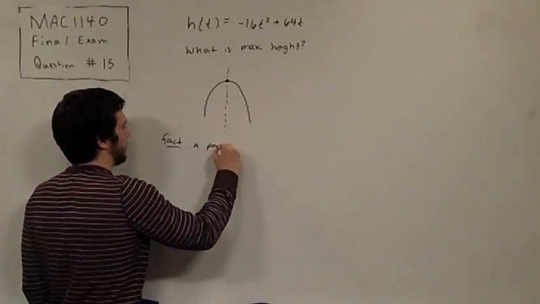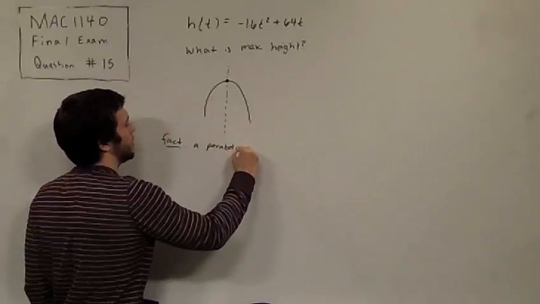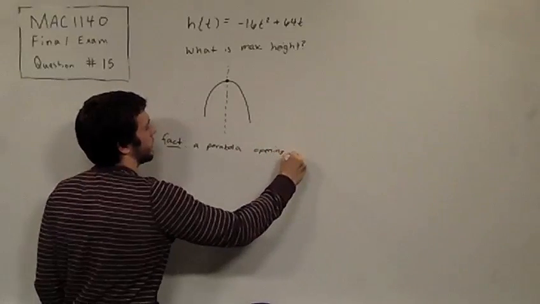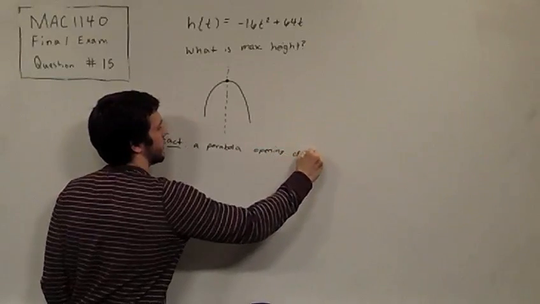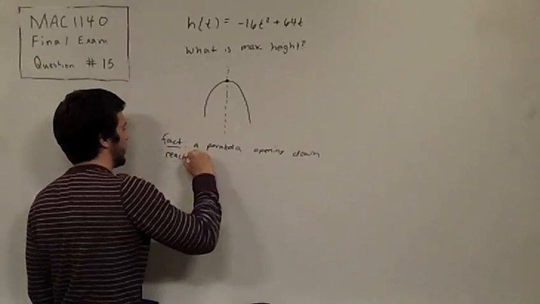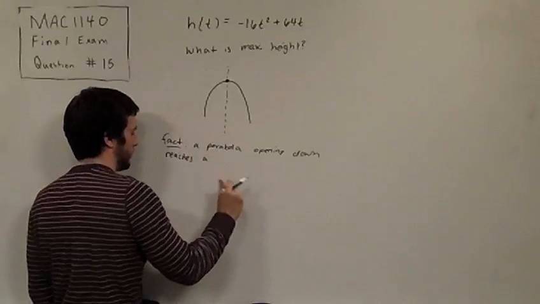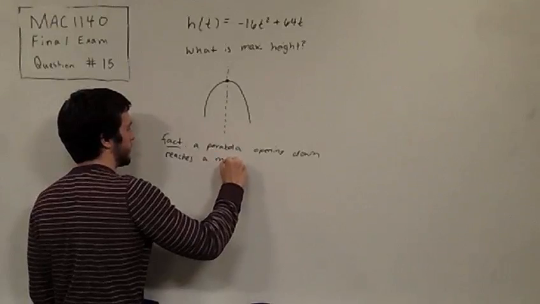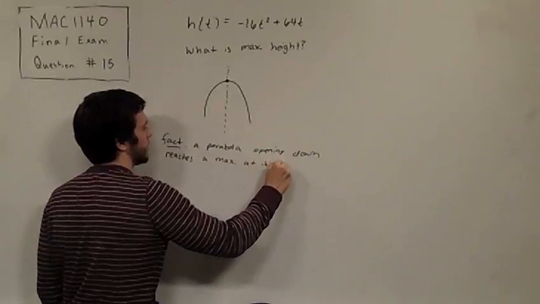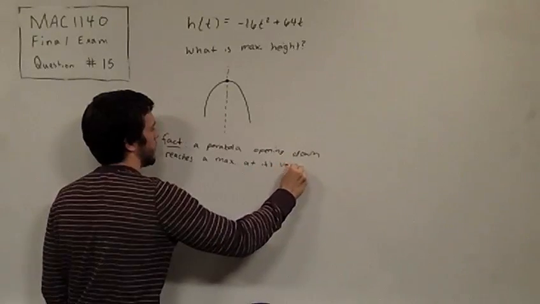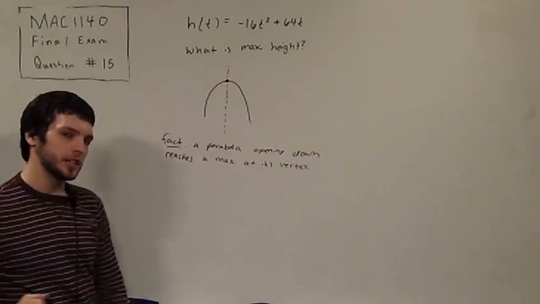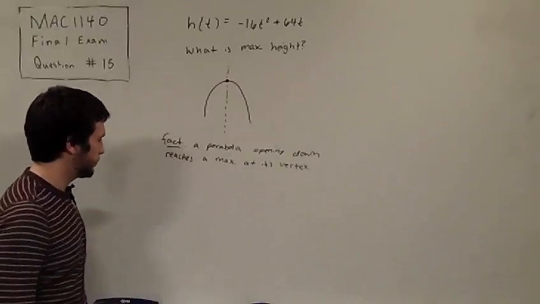Fact 1: a parabola opening down reaches a max at its vertex. Okay, how do you find the vertex of a parabola is our next question.